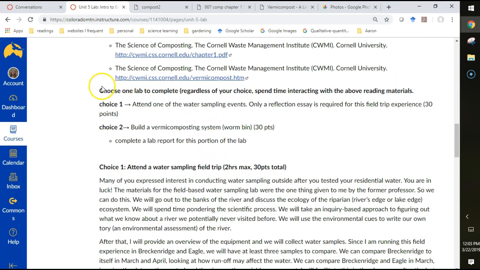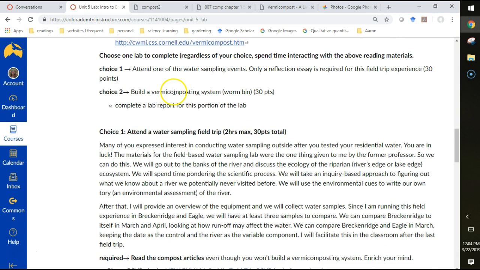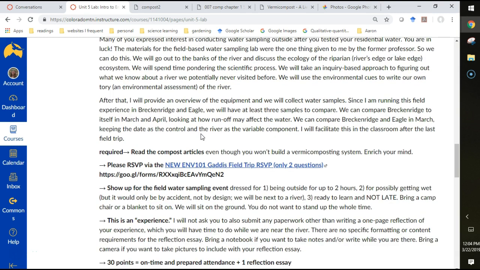Now you're going to do one of two things. You're going to show up, and I'll give you time during the field trip to write this reflection essay, or you're going to build a bin at home and write a lab report about it. Either the reflection essay or the lab report should be submitted to the lab Dropbox.